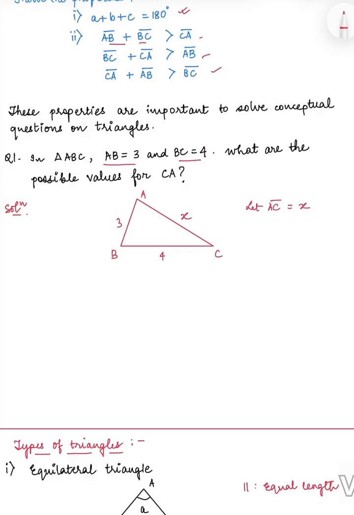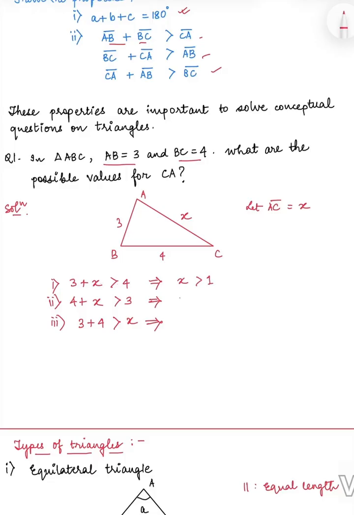What can we say from the properties? That 3 plus X must be greater than 4, right? Second is 4 plus X must be greater than 3, right? And the third is that 3 plus 4 must be greater than X. Now let's simplify them. This will give us X is greater than 1, okay? Because it's 4 minus 3.